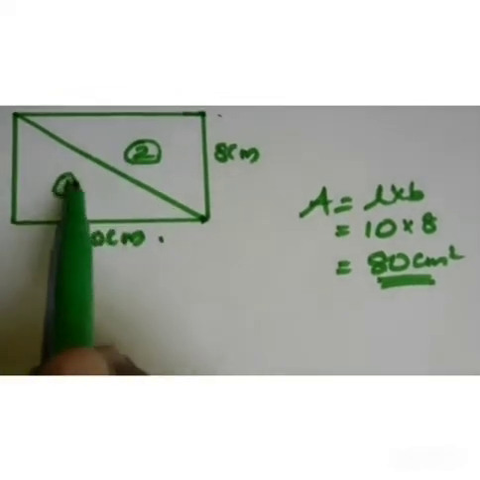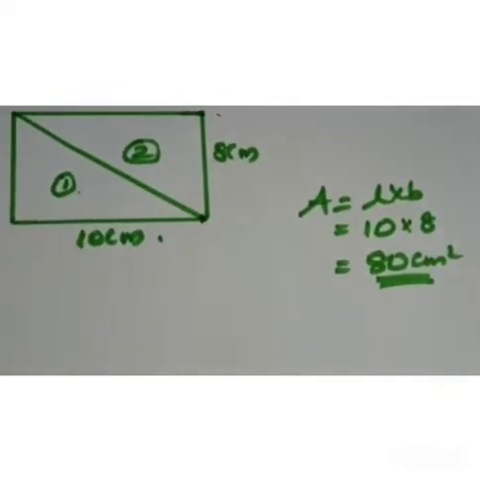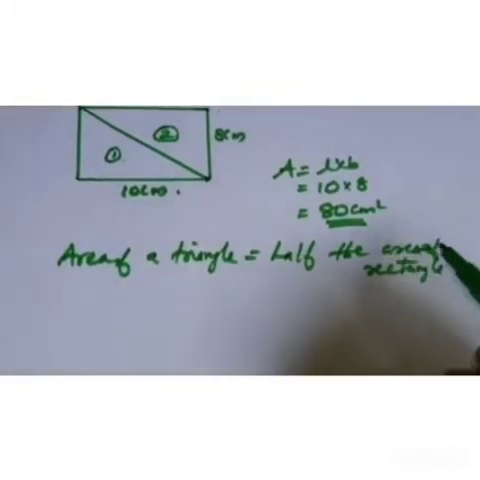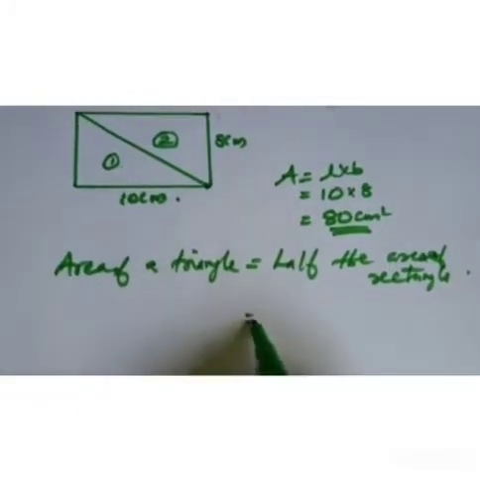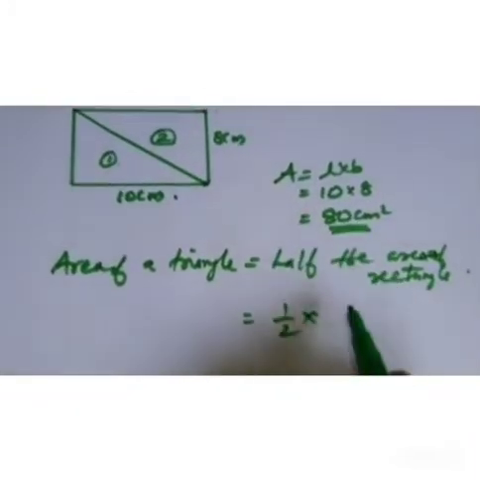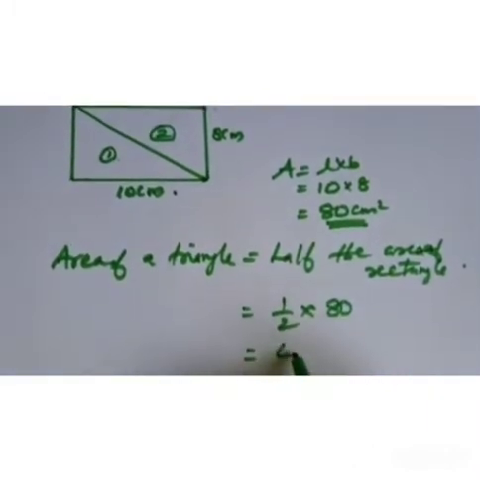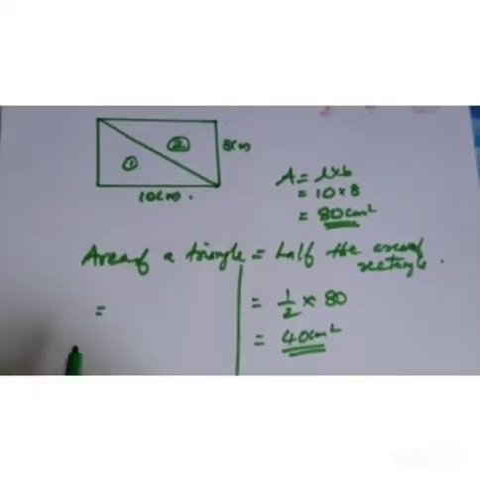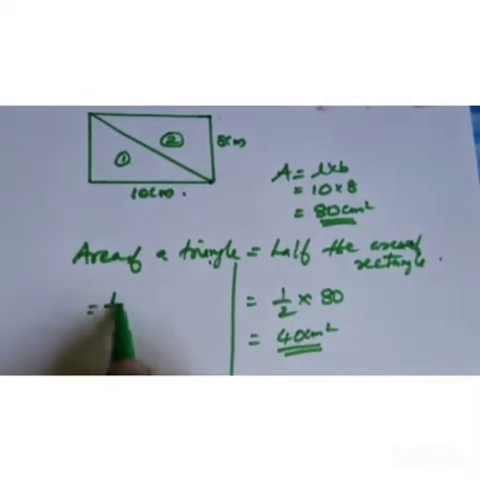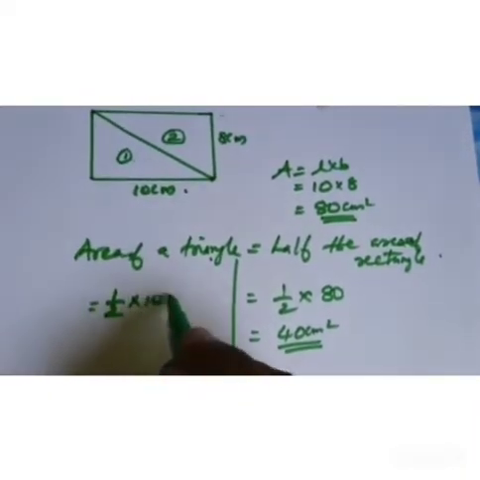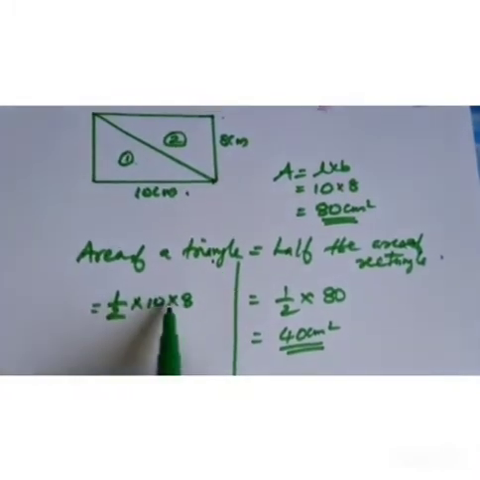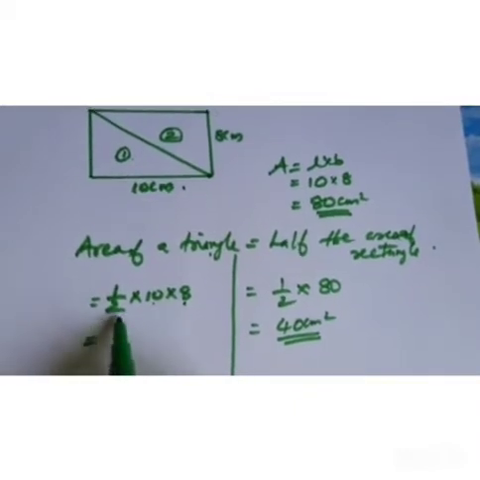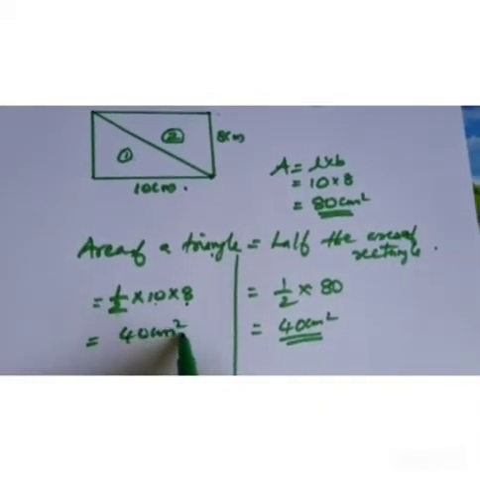So if we find out the area of this triangle, how will you get? The area of one triangle is equal to half of the area of the bigger rectangle. So this is equal to half into area of rectangle, which is 80. So you will get half into 80 is 40 centimeter square. Otherwise we can write like this. Area of triangle is equal to half into 10 into 8. So the length and breadth is multiplied and we take half of that. So you get again the answer is 40 centimeter square.